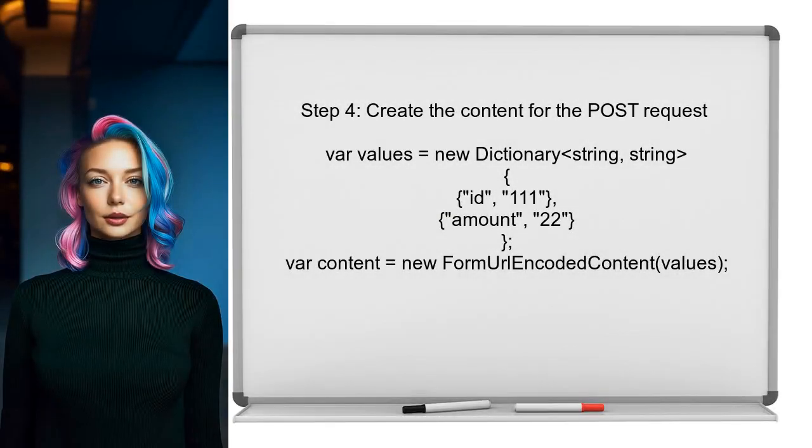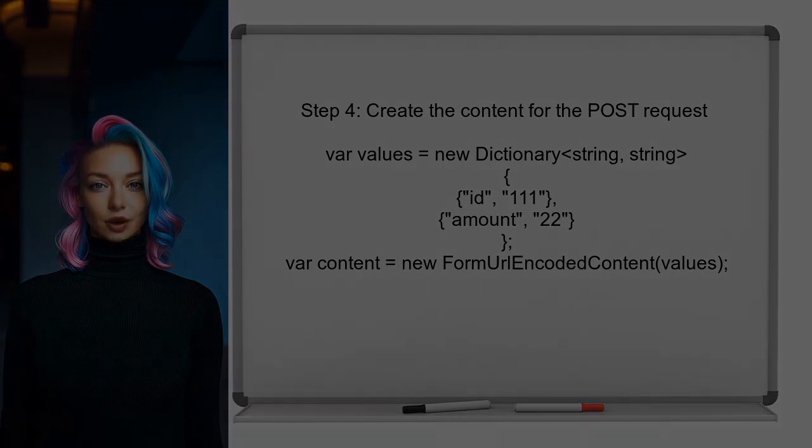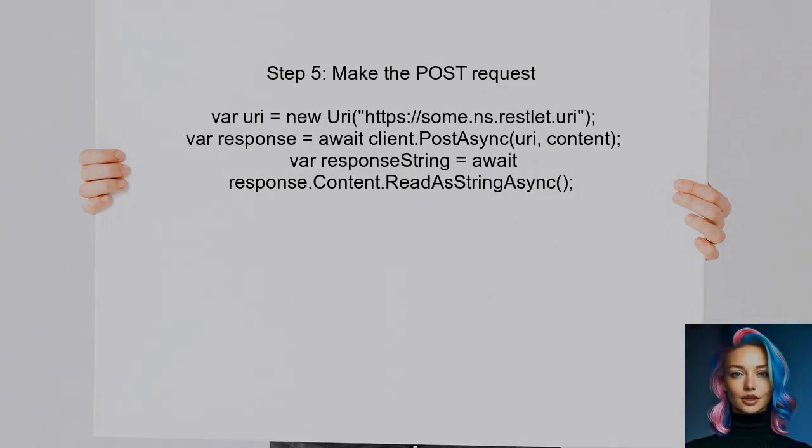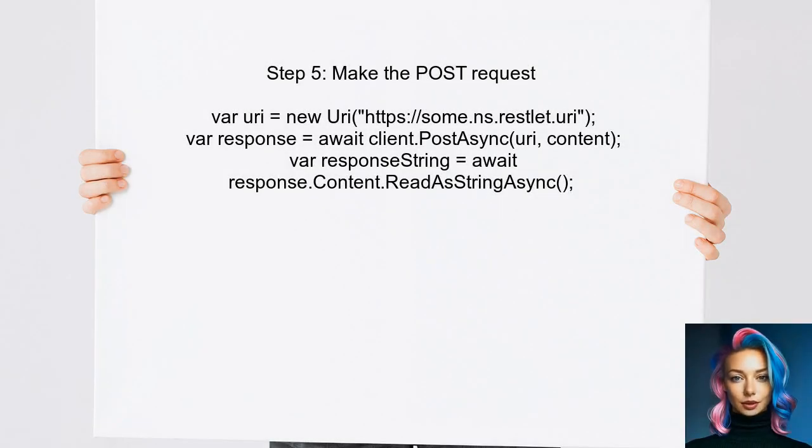Now the user can proceed to create the content for the post request. This is done using the form URL encoded content, which is already set up in the provided code. Finally, the user can make the post request using the PostAsync method. This will send the request with the headers and content that have been set up.